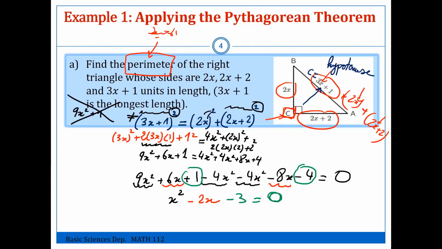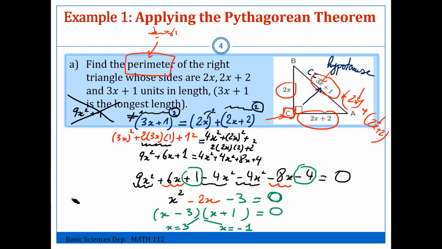So we get our quadratic equation. How can we solve this quadratic equation? By factoring. Can we factor here? Let's try. x minus 3 and x plus 1, right? You agree? Yes. So we get x equals 3 or x equals minus 1. So 2 possible values for x.